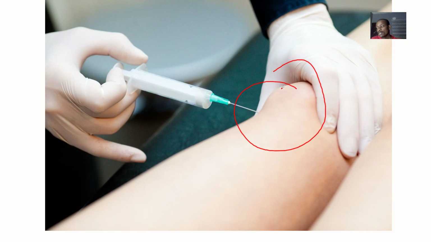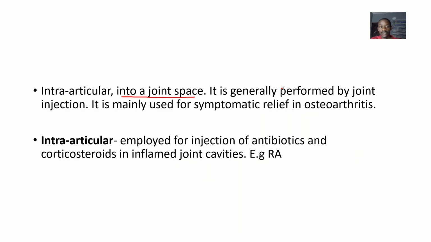Rather than, you know that the joints have problems and you're going through the oral route of drug administration, the drug has to go through digestion. It will reduce the effect of the drug. Okay. So the intra-articular route of drug administration is you administering drug into a joint space and is generally performed by joint injection.